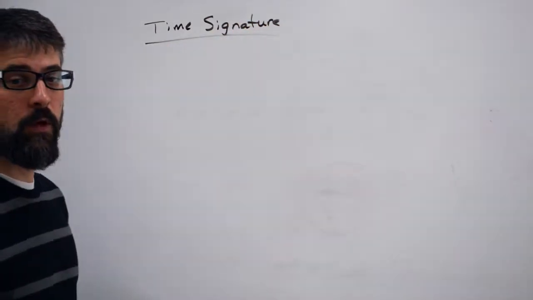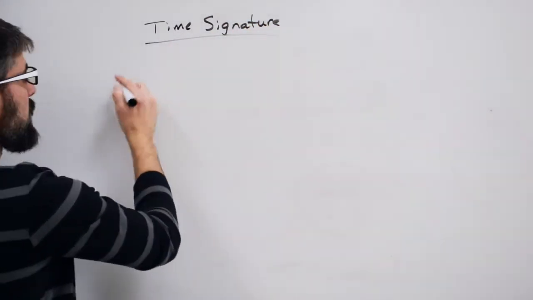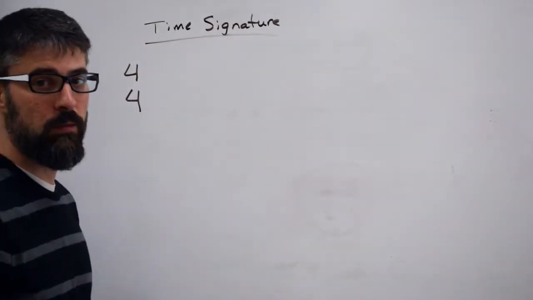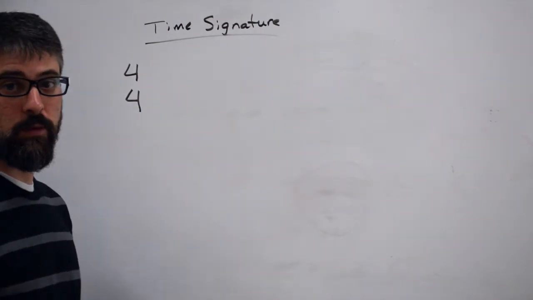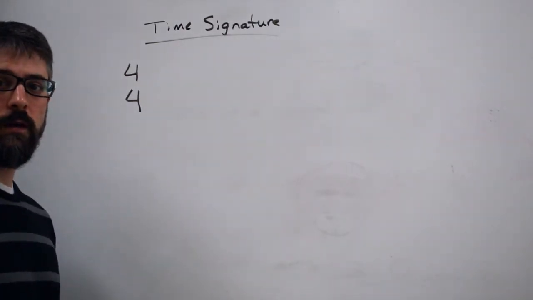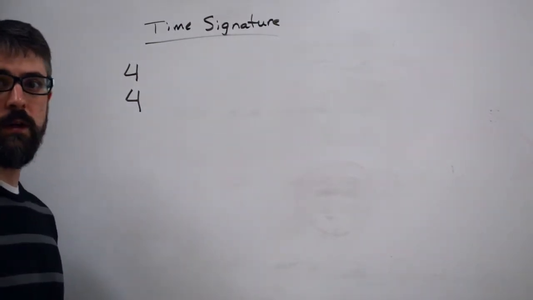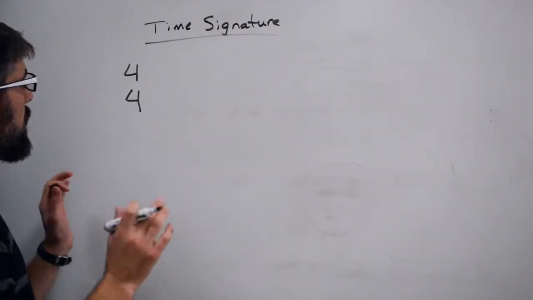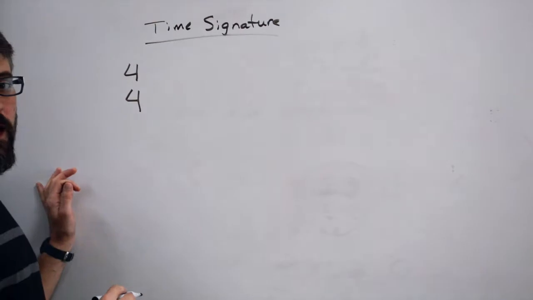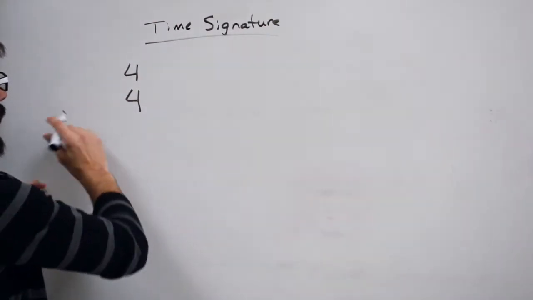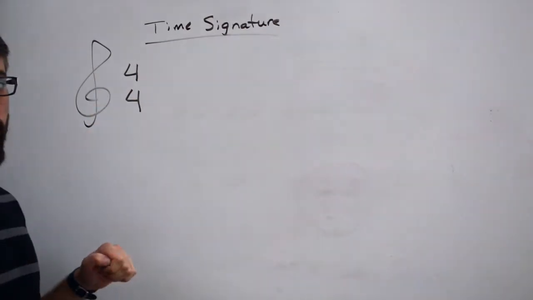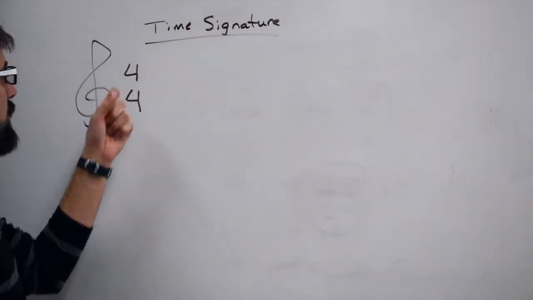So at the beginning of your music, you always have these two numbers that are stacked. We're going to be talking about simple meters or simple time signatures today. These are time signatures where the beat is typically divided into 2 instead of 3. So when we're looking at a time signature, we'd have our clef sign first, right? Maybe a treble clef here, and then there's two numbers stacked right after it. So this is our time signature.